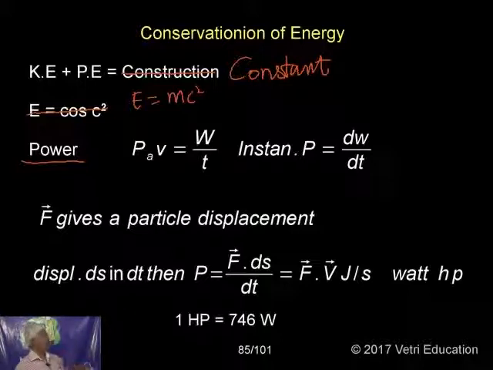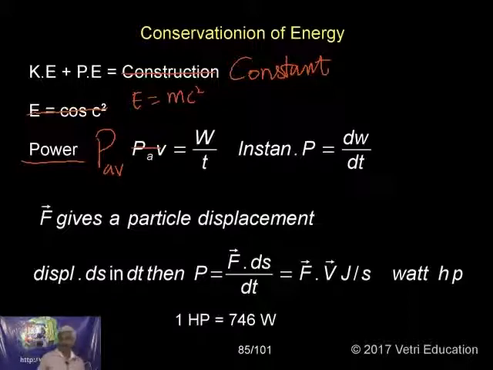One kind is called average power. Average power, P with suffix AV, is equal to W by t, where W is the work done and t is the time. Another one is called instantaneous power. Instantaneous power, P, is the power at a particular time, dW by dt, the rate of change of work done. Taking the total work done divided by time gives average power. Both are work done by time.